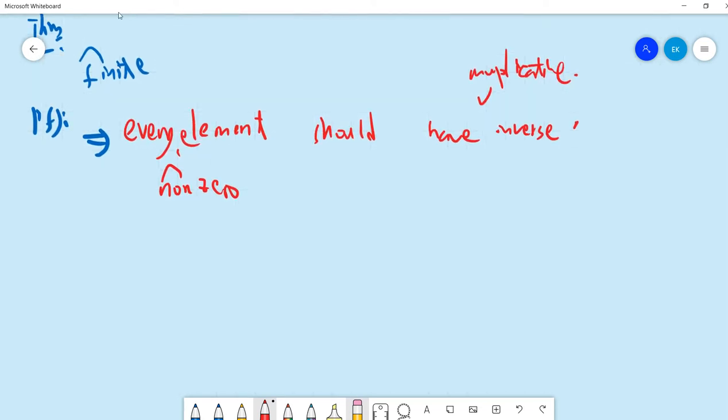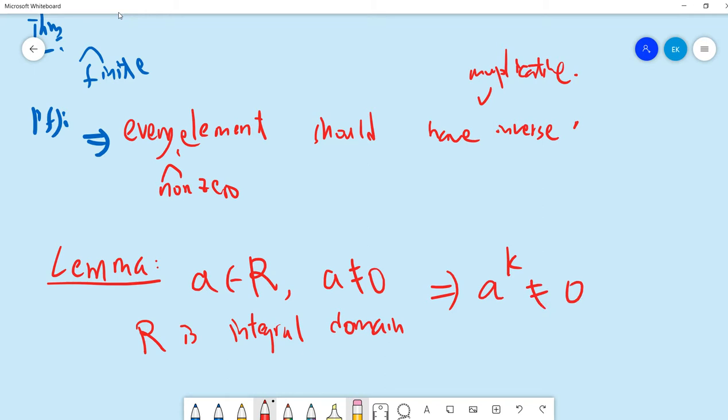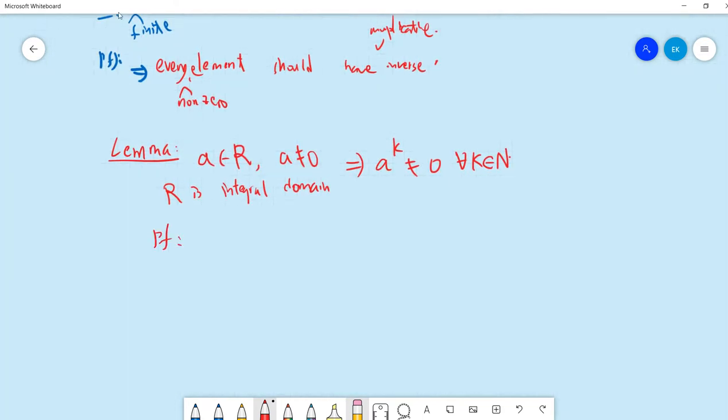Okay, so in order to do this, we need a lemma. This lemma says that if a belongs to R, and a is non-zero, and R is an integral domain, then we must have a^k is non-zero for any k belonging to the natural numbers. Proving this fact is simple.